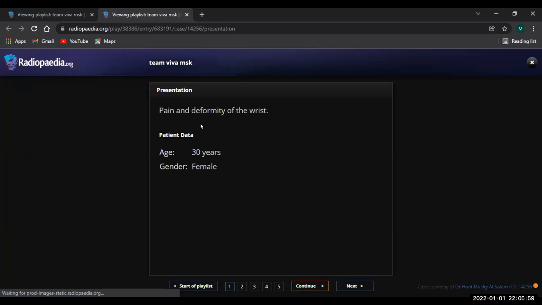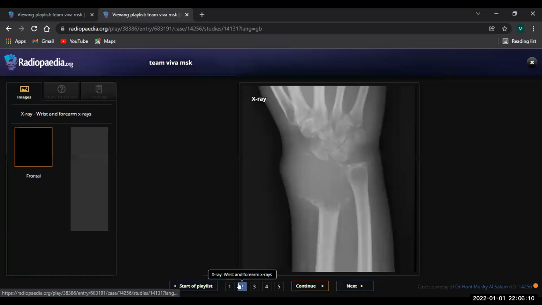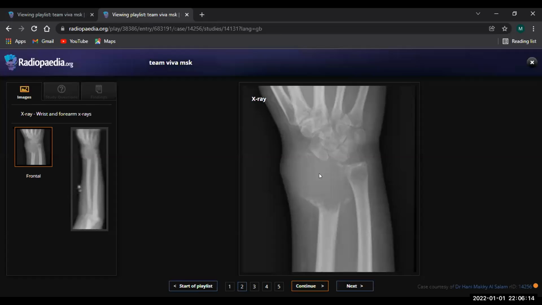Okay. So it's a pain and deformity of the wrist in a 30-year-old female patient. I am presented with the frontal view of the wrist radiograph showing an expansile or lucent region in the distal radius, with the cortex in parts not clear, obstructed, and an associated soft tissue lesion, swelling. It appears to be just limited to the distal radius.